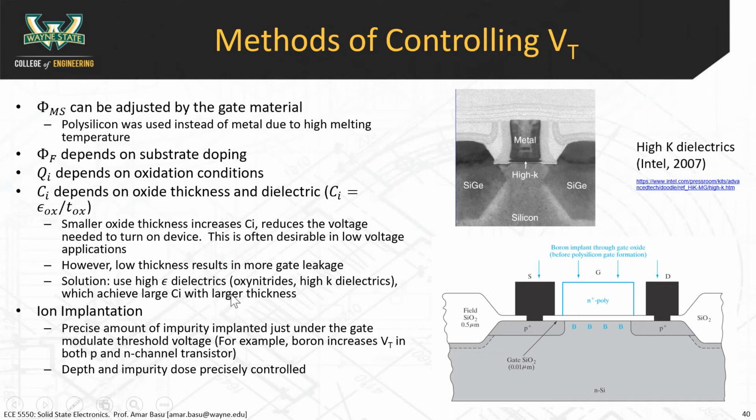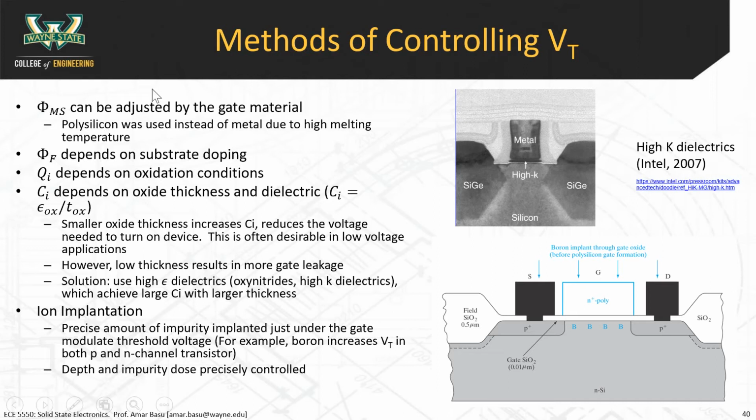So these are some methods of controlling the threshold voltages which are used in practice. Starting with phi ms, this can be adjusted by choosing the gate material.